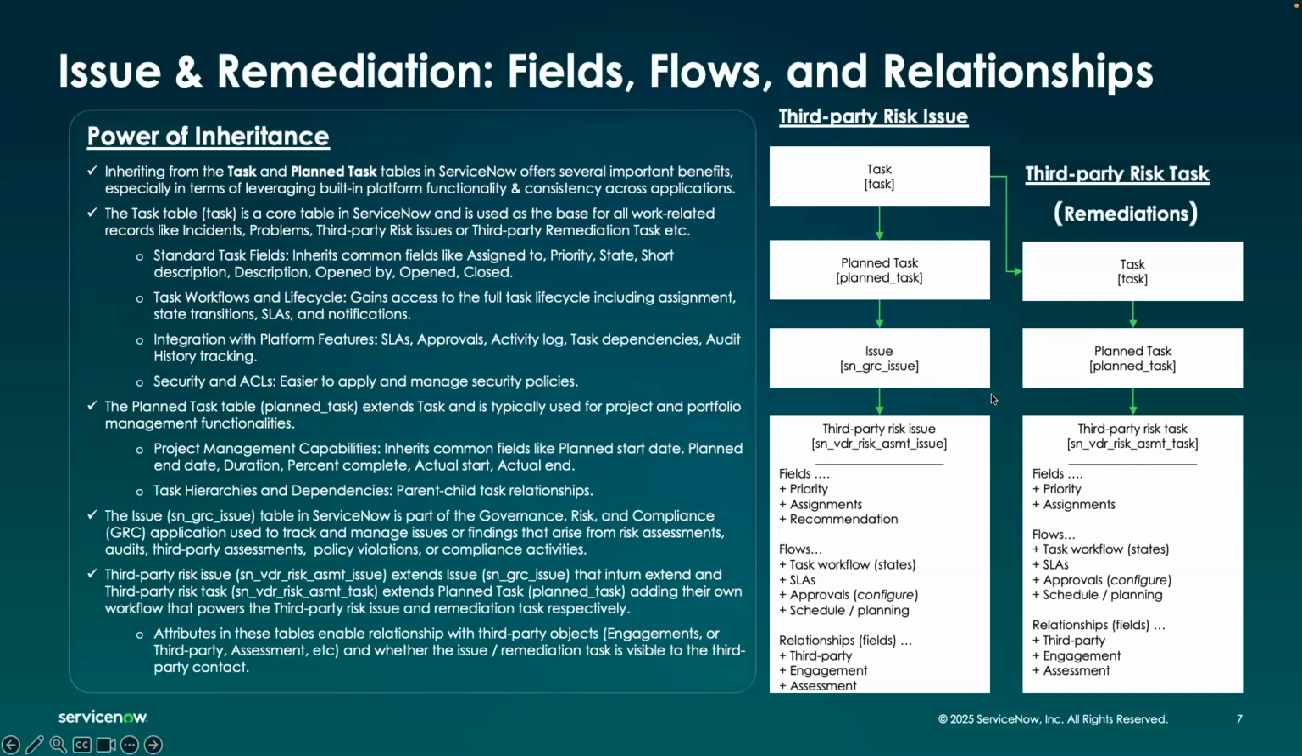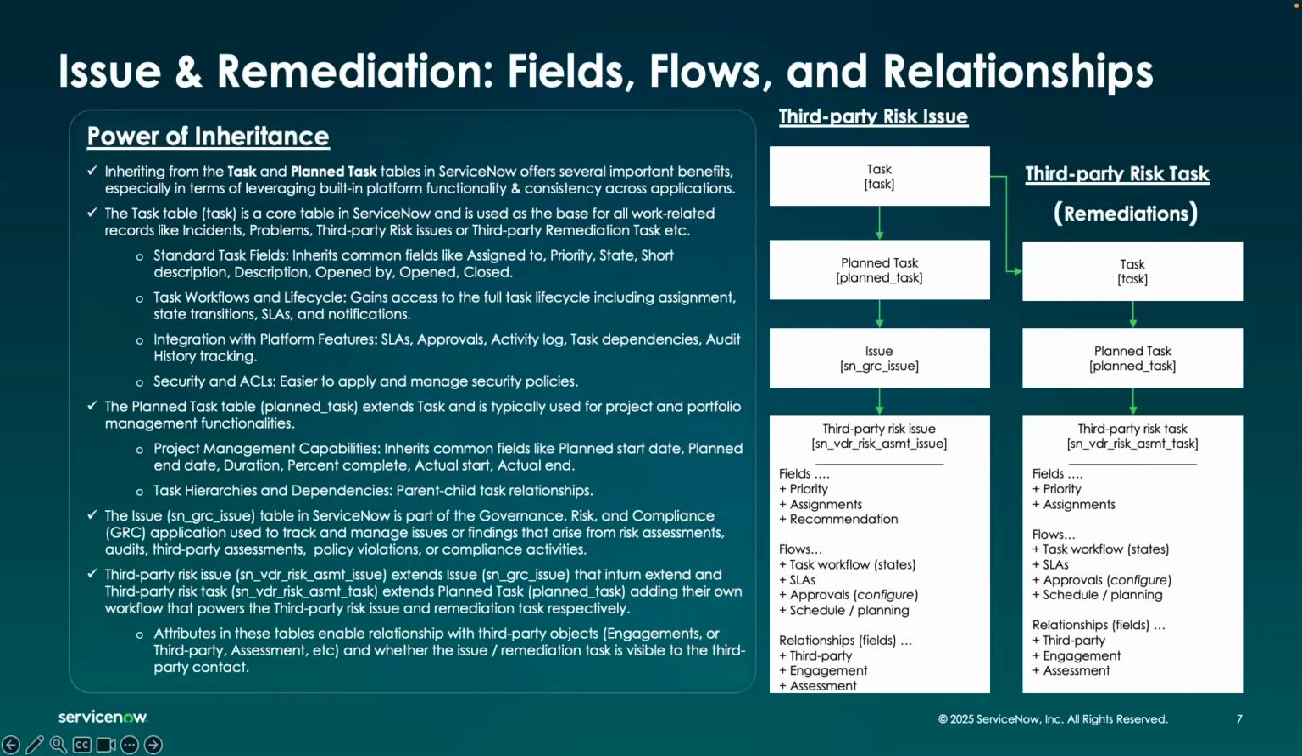For example, you are able to track planned start dates, planned end dates, duration, and percentage complete, actual versus planned timelines, parent and child task structures, and task dependencies. This shared inheritance means that issues and remediation tasks benefit not only from task-level tracking and lifecycle management, but also from planning and scheduling capabilities, making it easier to manage timelines, dependencies, and stakeholder accountability.